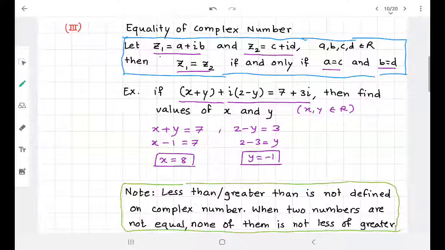But here I want you to understand that if two complex numbers are equal, that means their real part and imaginary parts are equal, and vice versa. Now there is one important note: less than or greater than is not defined on complex numbers. इसका मतलब दो complex numbers में it will never happen that one of the numbers is less than or greater than the other. They are either equal or unequal. Two complex numbers can be equal or unequal, but one number cannot be less or greater than the other. Okay, so I hope this is sufficient here.